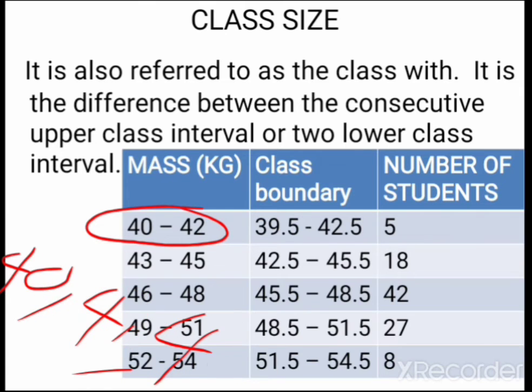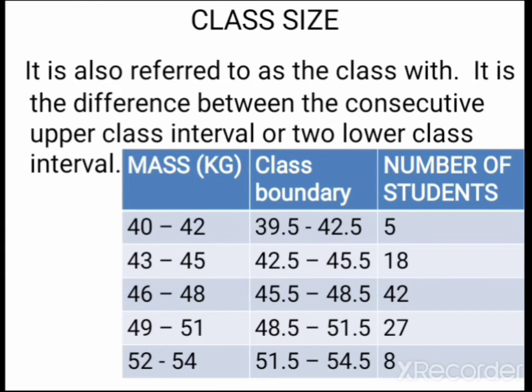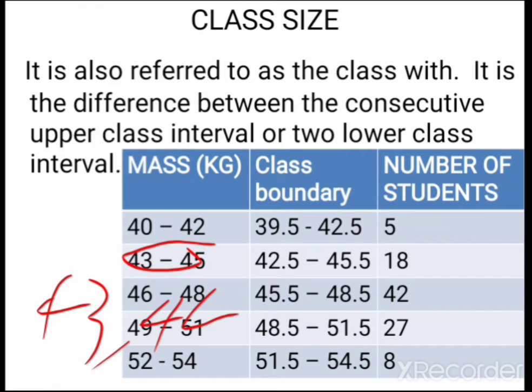Let's go to the next class. The next class is the class of 43 to 50. Let us look at the possible categories of numbers that can fall into the class. 43 can fall into this class. 44 can fall into this class. And 45 can also fall into this class. So the class size is 43, 44, 45, which is 3. There are 3 categories of numbers that can fall into this class.